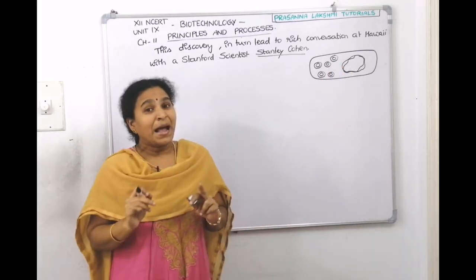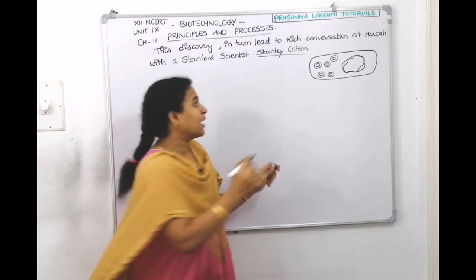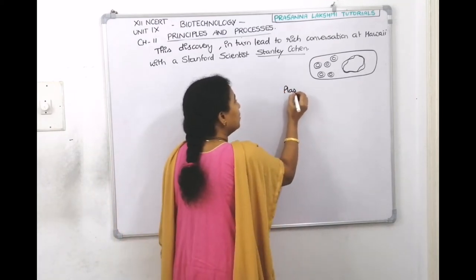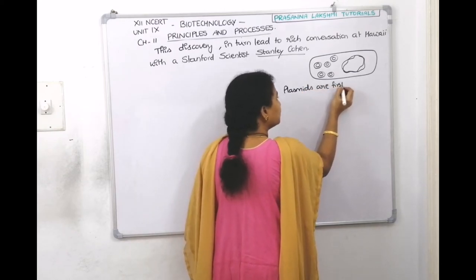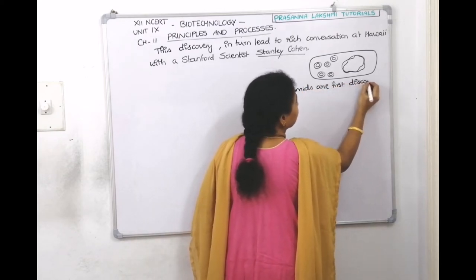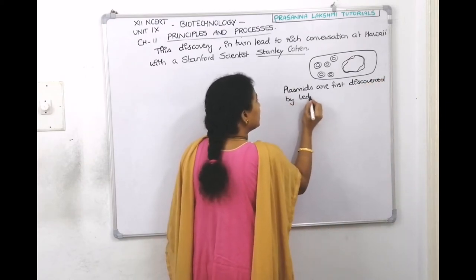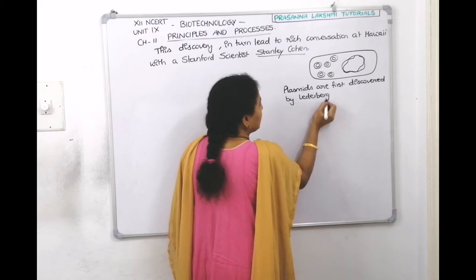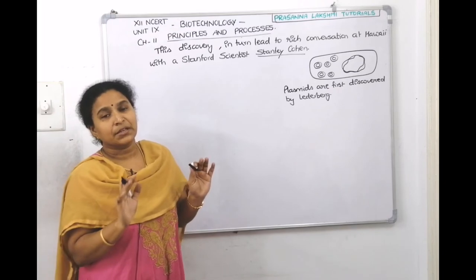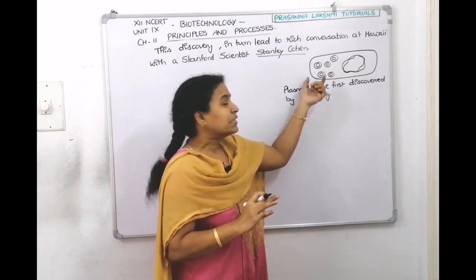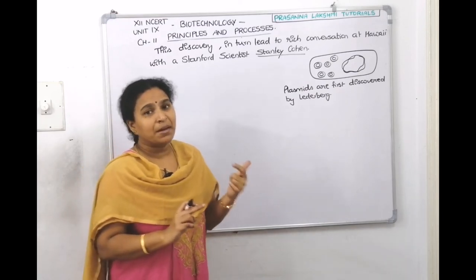Now listen, plasmids he didn't discover. Lederberg discovered plasmids. Plasmids were first discovered by Lederberg, which were already discovered. Now, what did Cohen observe? A bacteria has many plasmids. A bacterial cell having only one chromosome has many plasmids.